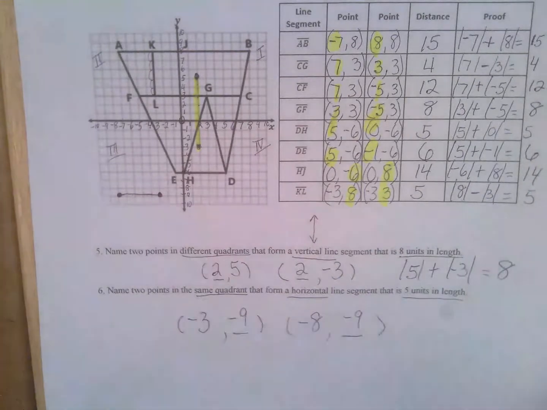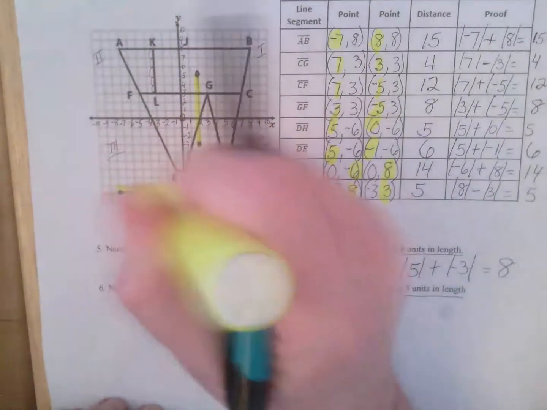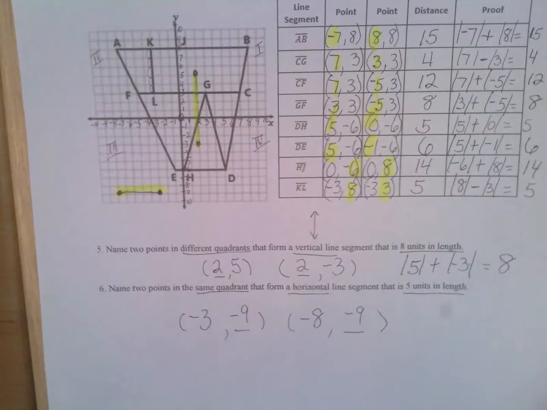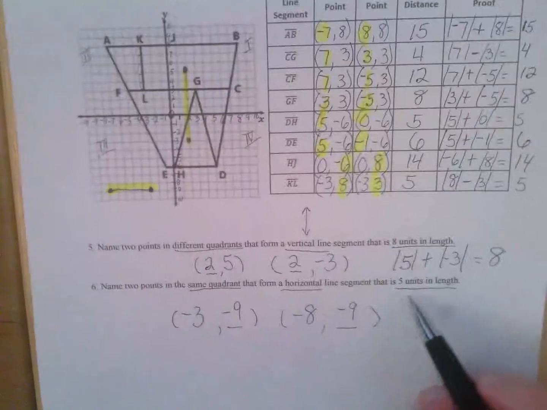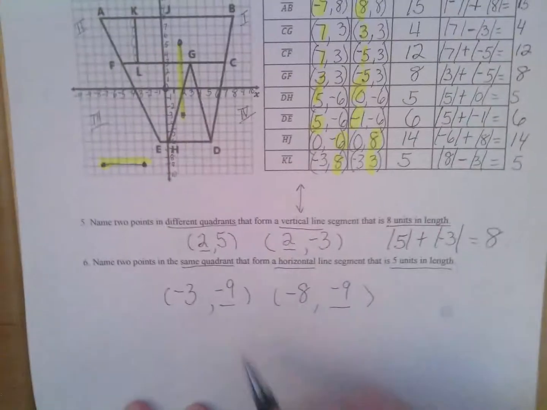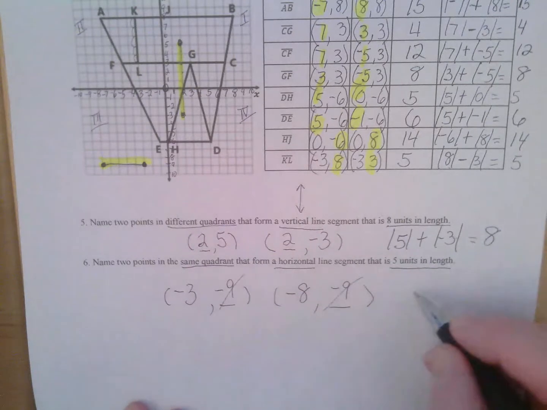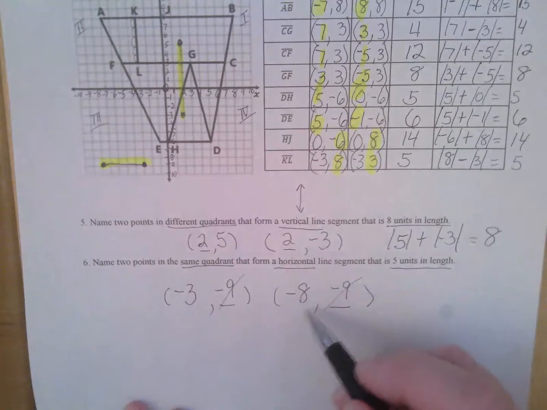Is it in the same quadrant? Yes, it's all in quadrant number 3. Is it a horizontal line? Yes. And is it 5 units in length? So let's see. We're going to focus only on the numbers that are different. So here I have -3 and -8.